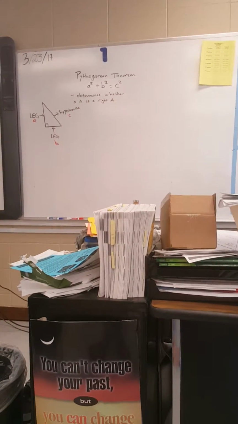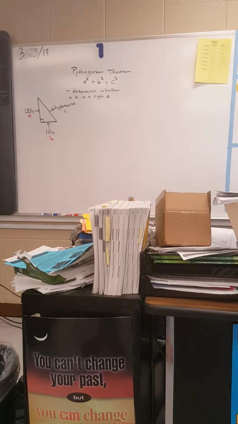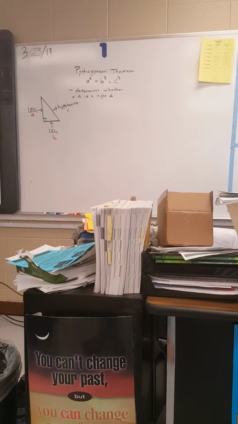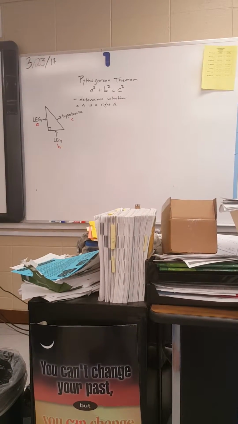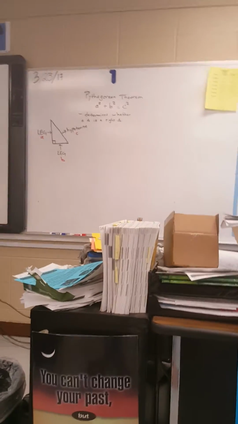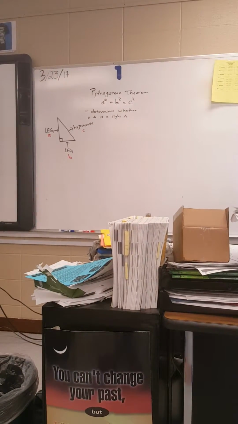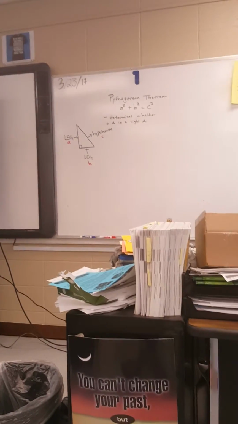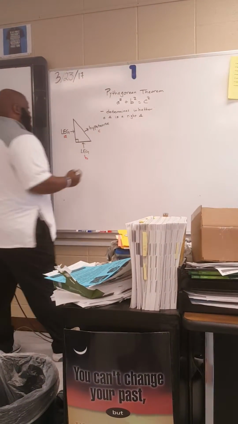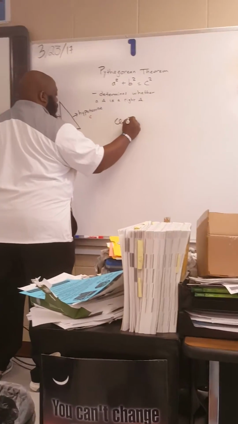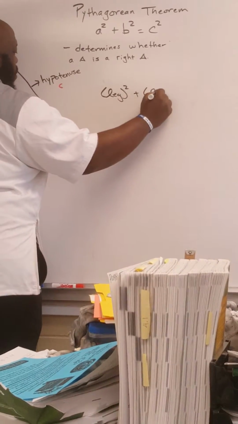Now, to put this in a better frame of reference, if I wanted to just use these parts, how would I write the Pythagorean theorem using just the parts of the triangle? Leg plus leg. What has to happen with these sides though? They have to be squared. So, leg squared plus leg squared equals hypotenuse squared.